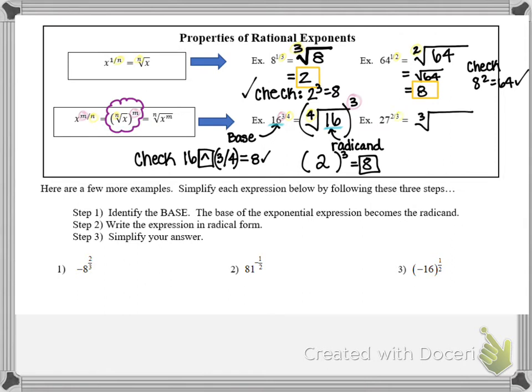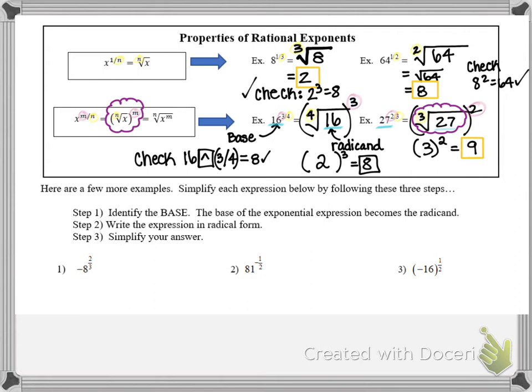27 to the 2/3 power. So the denominator of 3 becomes my index of 3. So I have the cubed root, and then my radicand is 27. And then all of that is going to be raised to the second power because my numerator was 2. So I'm going to do order of operations. I'm going to work inside the parentheses and evaluate the cubed root of 27, which is 3. And then when I do 3 squared, I get 9. And of course, you could check that on your calculator by typing 27 and raising it to the power of 2 over 3.